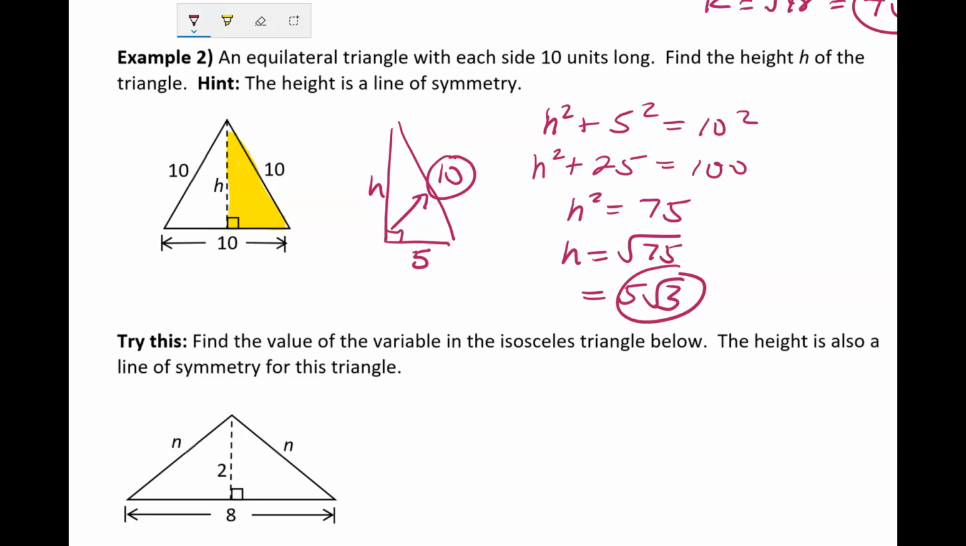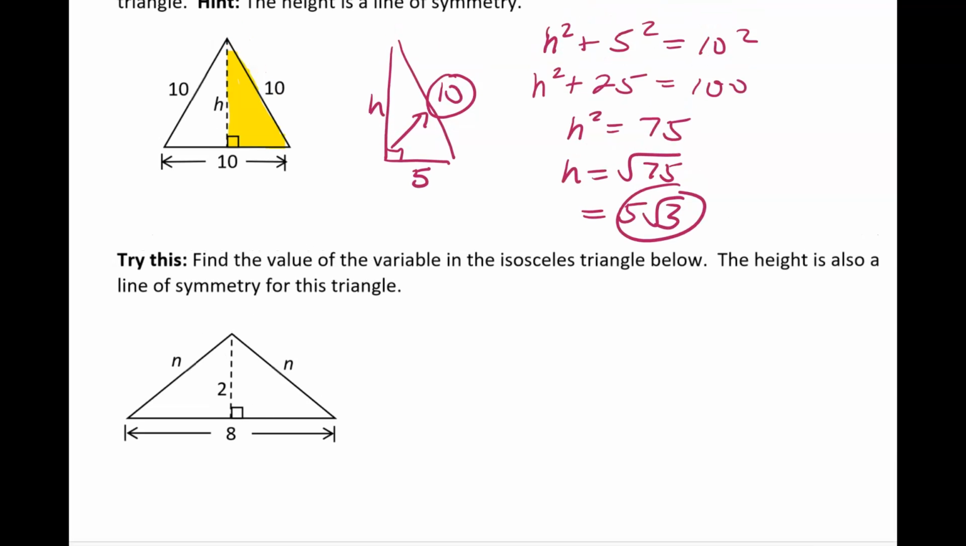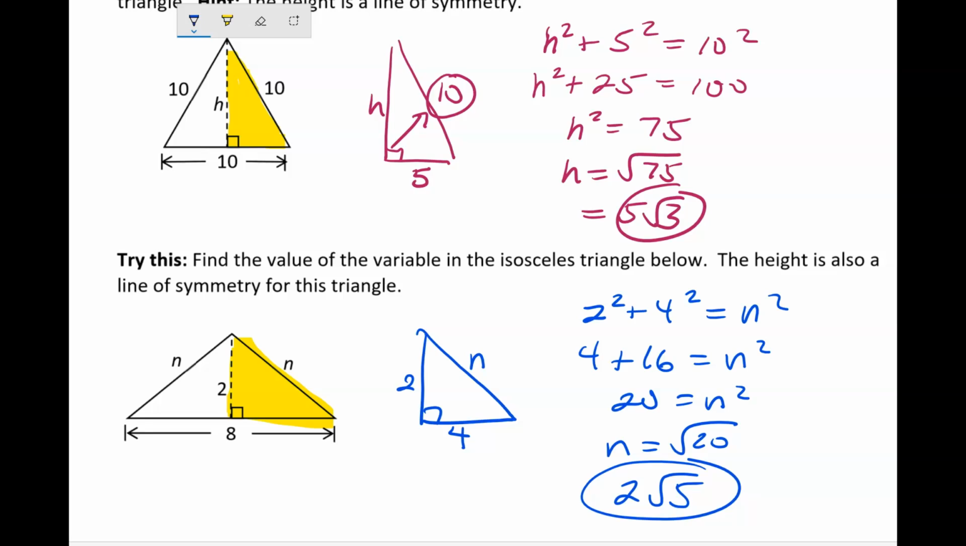All right, your turn to try one. This is an isosceles triangle below, and just as above, when you drop that height from the vertex of this isosceles triangle, it also bisects the base, or splits the entire figure into two congruent parts. Try this one on your own. And your solution for this one is 2 root 5.